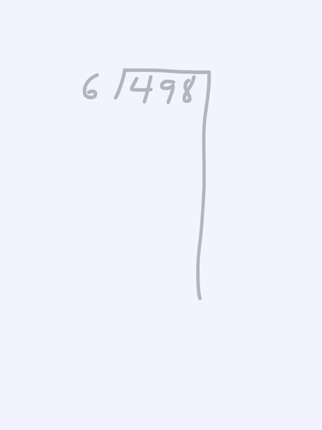In this problem, again, I want to get as close as I can to these front two digits, the 49. So think of multiples of 10. I'm going to start with 6 times 80, which is 480. And subtracting, minus 0 is 8, 9 minus 8 is 1.